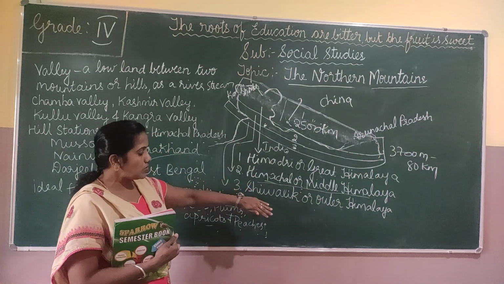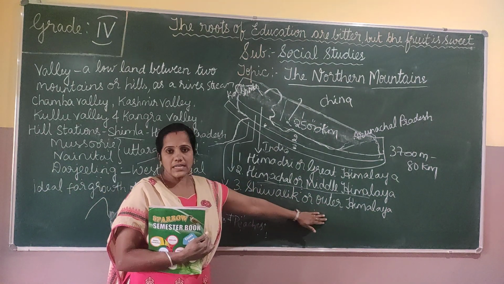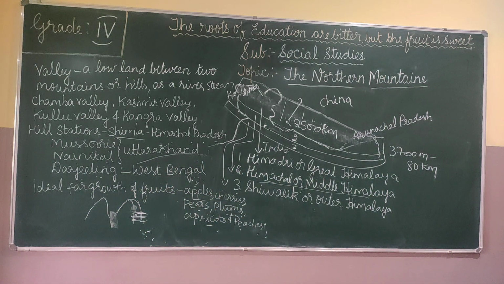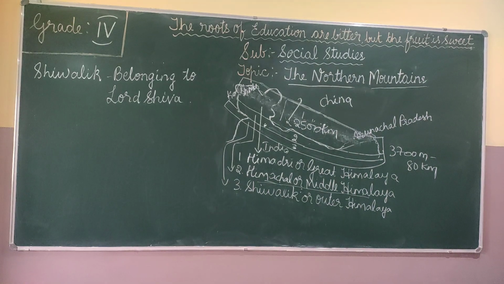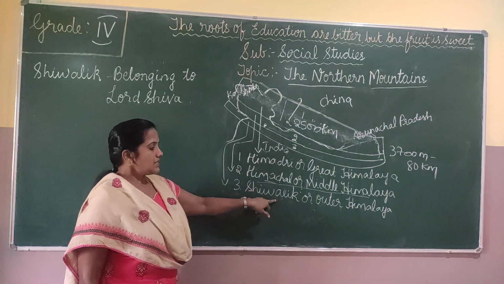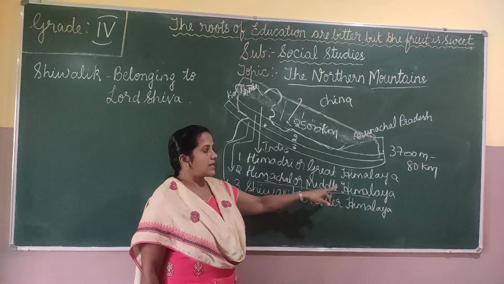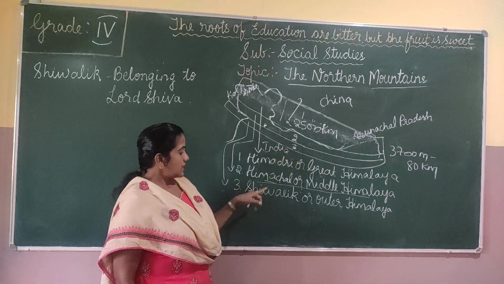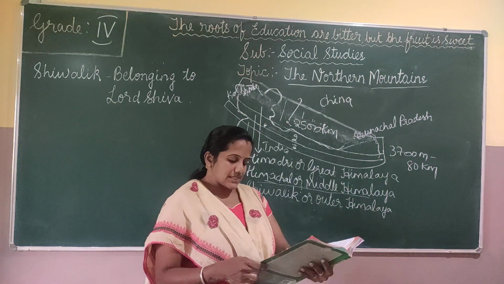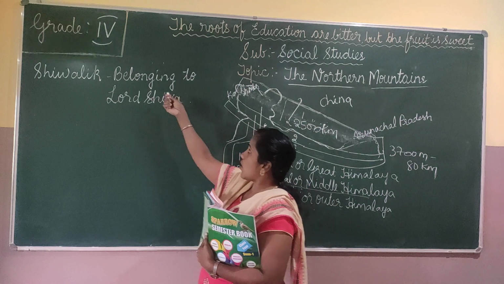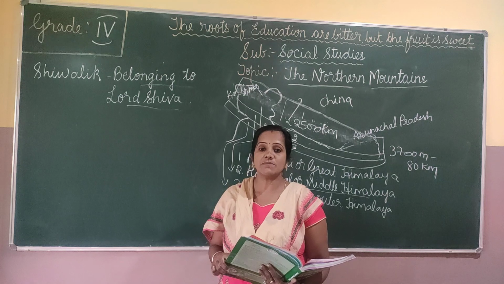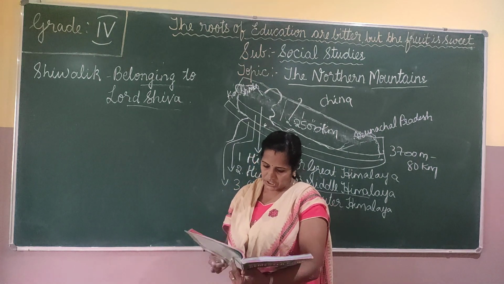Now we will move on to the Shivalik or Outer Himalaya. The next parallel range, the third one, is the Shivalik or Outer Himalaya. Shivalik is a Sanskrit word which means belonging to Lord Shiva.